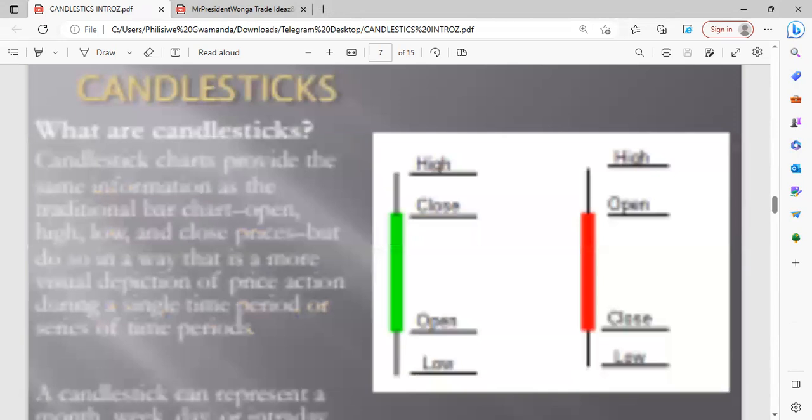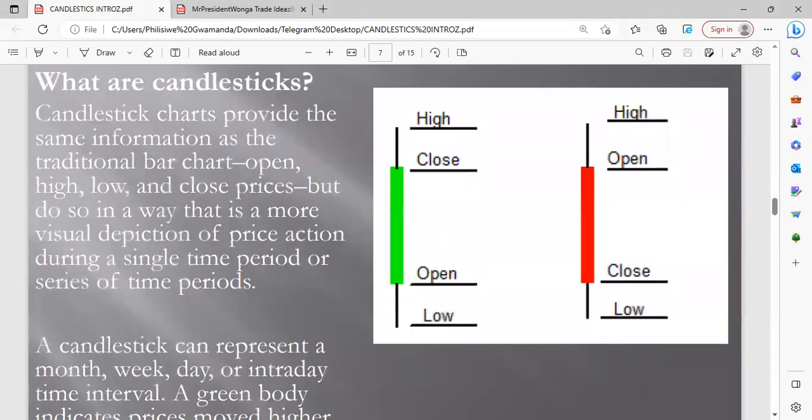So these are some of the candlesticks. The candlesticks will give you four prices: the high, the close, the opening, and the lowest price the market reached. If the price closed high, it means it was a green candle, meaning the opening is the lowest and the close is very high, and the wick is the lowest price and the highest price the market reached.